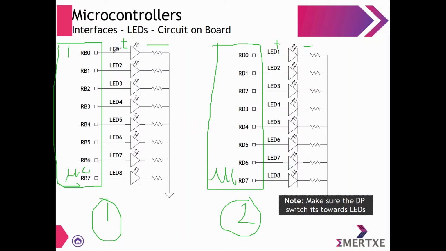1. Then it will be on. To turn on LED 2, what should I write to the RB1 pin? 1. To turn on LED 3, I have to put 1. So basically, if you are putting 1, the LED will be on.